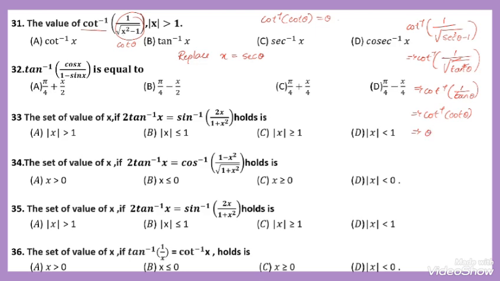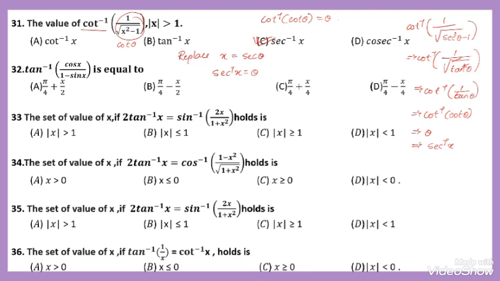But here we have taken x is equal to sec theta. Taking sec inverse on the left side, sec inverse of x is equal to theta. Therefore, the theta value becomes sec inverse of x. Therefore, the value of cot inverse of 1 divided by root of x square minus 1 can be written as sec inverse of x. This is the result of the given problem.